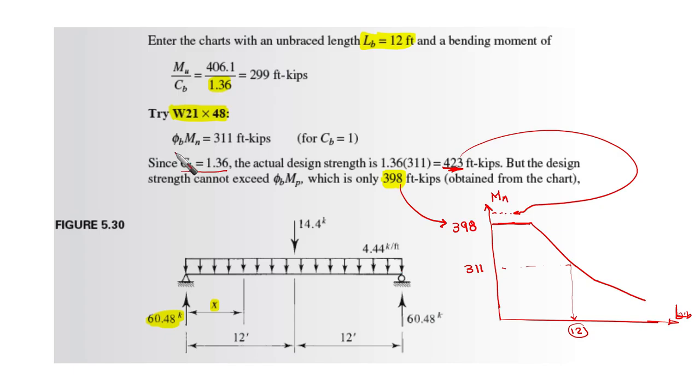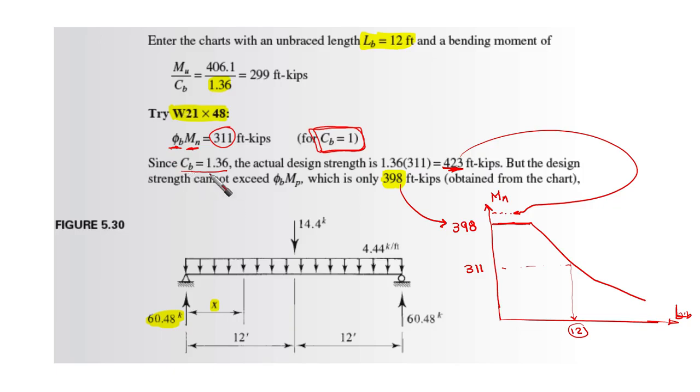Okay, now let's go back. Based on this, you are going to find phi b times Mn. It is 311 foot-kips. This is for Cb equal to 1. No problem now for us.